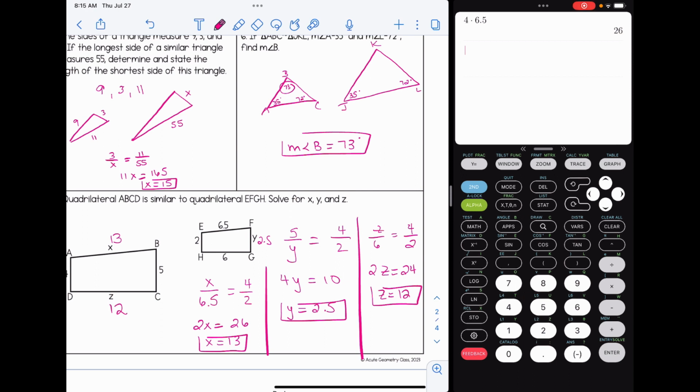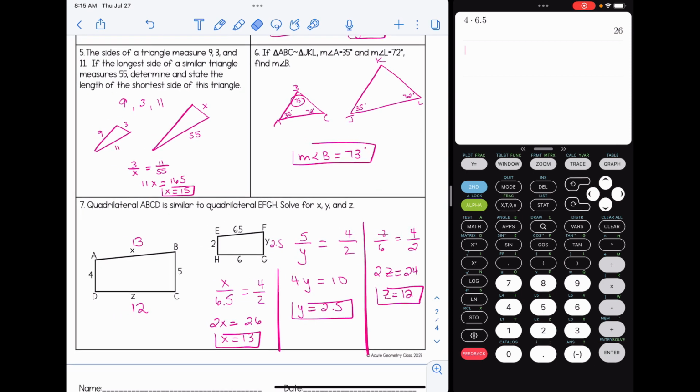So it looks like our quadrilaterals are in a 2-to-1 ratio, and each of the sides in the picture ABCD is double that of EFGH. Okay, hopefully this video helped you understand a little bit more about how corresponding angles are congruent and corresponding sides are proportional in similar polygons.